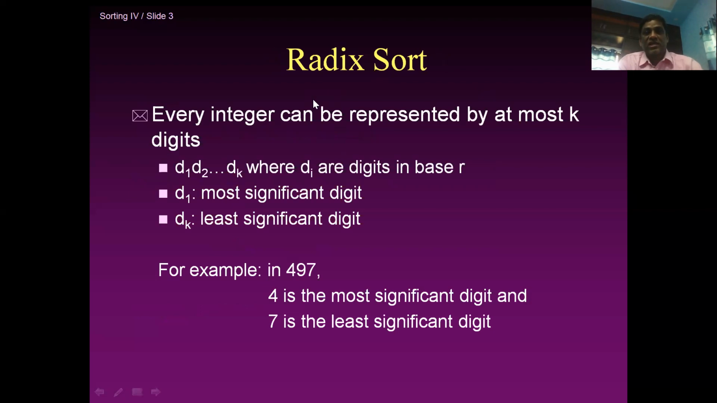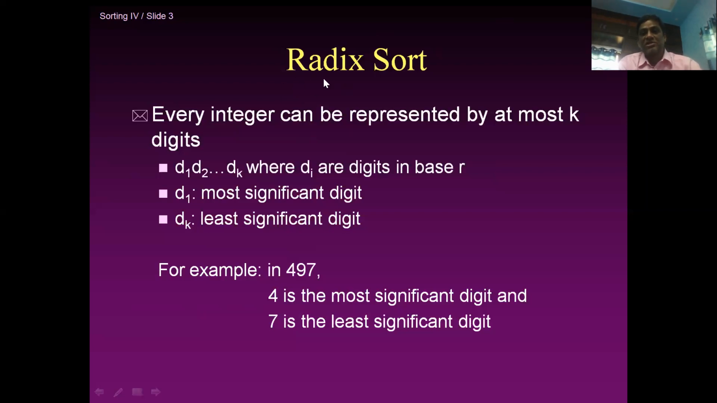So in Radix sort algorithm, I think all of you know what is meant by Radix. Radix is nothing but the base. It represents the base of a particular number system. So Radix sort works based on the radix of the corresponding number system. For example, in binary number system, the base is 2, and in octal number system, the base is 8.